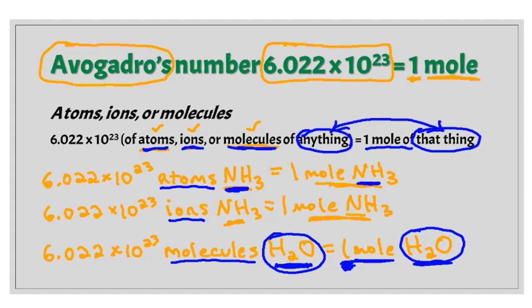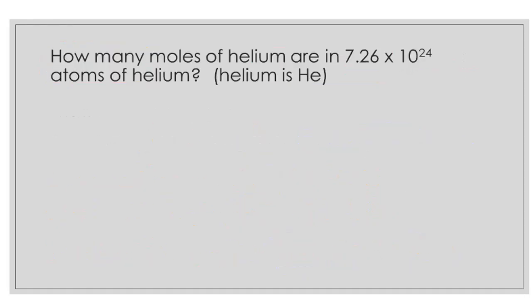Okay, so let's look at a problem and see how this plays out. The question here is, how many moles of helium are in 7.26 times 10 to the 24th atoms of helium? So don't panic. We're going to notice that it says atoms of helium, and that should automatically set off a little light for us. Ding, ding, ding, ding. We need to use Avogadro's number.